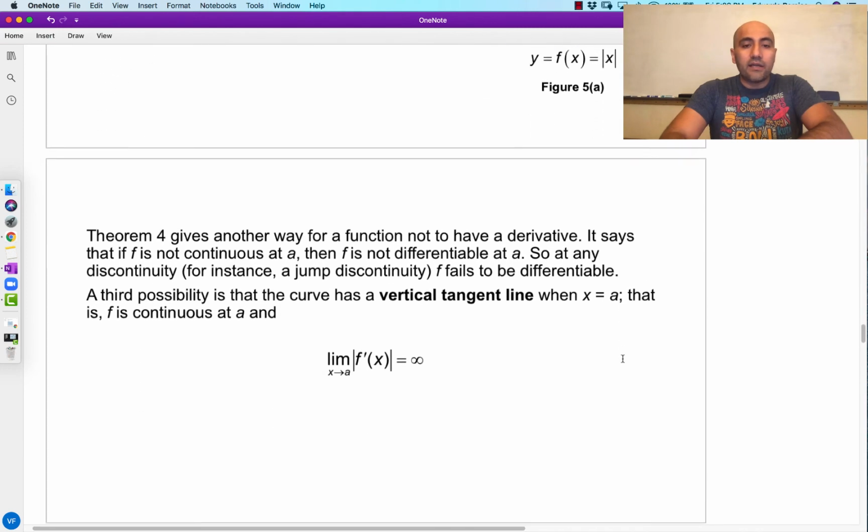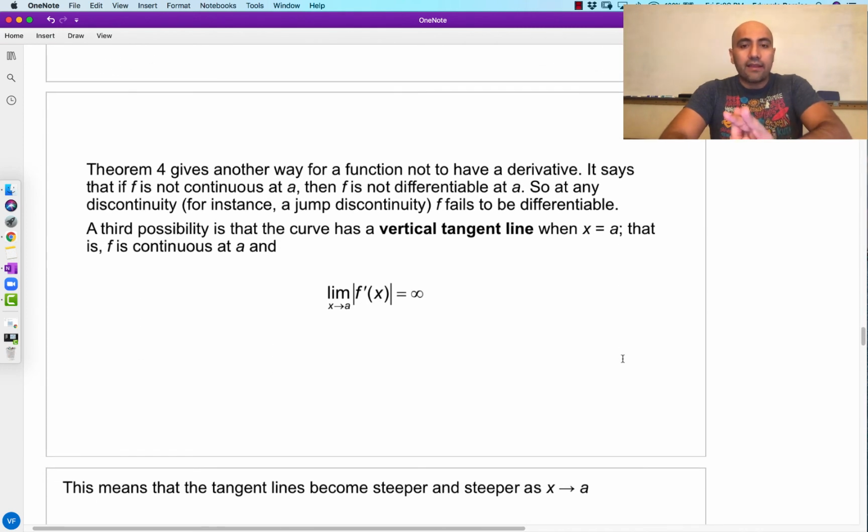Okay. Additionally, Theorem 4 gives another way for a function not to have a derivative. It says that if f is not continuous at a, then f is not differentiable at a, right? So continuity is required, but it isn't always enough. But if you don't have even the basics, that it's continuous, then it's definitely not differentiable. So if a function is not continuous, it is not differentiable. So whenever the function has a jump, a discontinuity, then it is not differentiable.